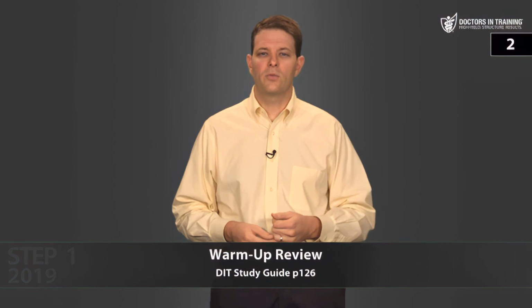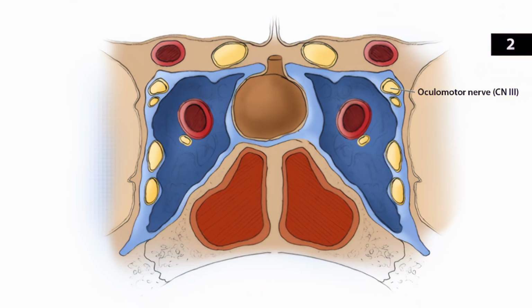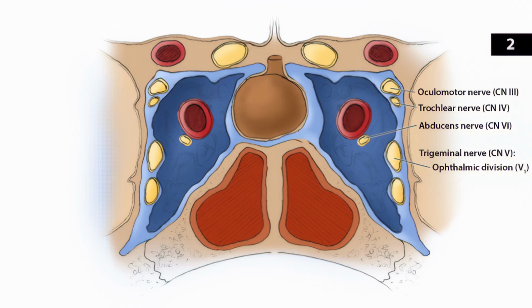Next, which structures run through the cavernous sinus? So you have the oculomotor nerve, which is cranial nerve 3, the trochlear nerve, which is cranial nerve 4, the abducens nerve, or cranial nerve 6, the ophthalmic nerve, which is the first division of the trigeminal nerve, cranial nerve 5, the maxillary nerve, which is the second division of cranial nerve 5, and then also the internal carotid artery.